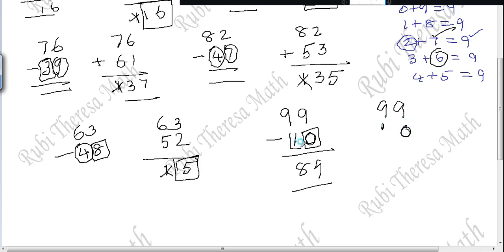Then here you have to make it into 9. So, what is the complement of 1? 8. But already 1 is there. So what you have to write? 9. So, 9 plus 0 is 9. 9 plus 9 is 18. So, strike out this one, then 89.